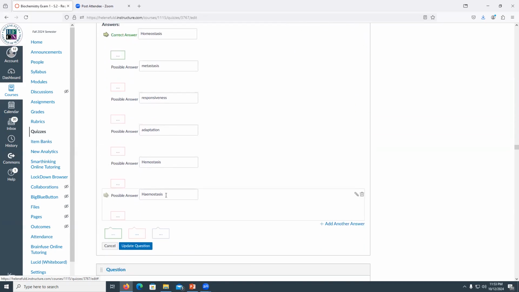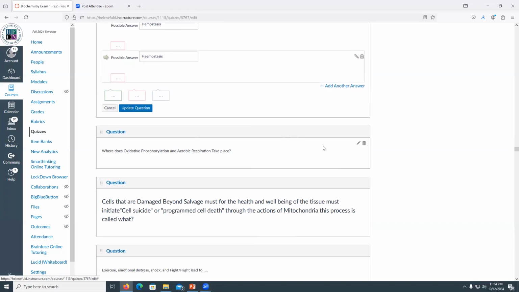Hemostasis and homeostasis are tomato, tomahto of the same thing, but hemostasis is to stop the loss of blood. So hemo is blood, and stasis is having a constant blood supply, and that is the coagulation of the blood. You don't want to lose the blood. Where does oxidative phosphorylation, aerobic respiration, take place?